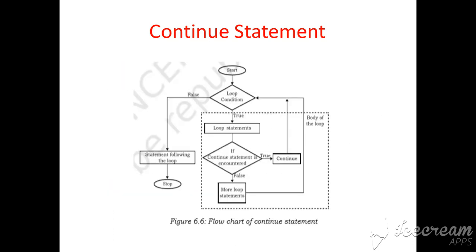Here this is the flow chart of the continue statement. First one condition is there. If the condition is true, we enter into the loop. Here the dashed rectangle specifies the looping statements. Inside that loop, if any continue statement is found, then it goes back to the looping condition. Otherwise, if there is no continue statement, then the looping statement is executed, and then it also goes back to the looping condition. So if any continue is found, it just skips that looping iteration. This is the flowchart of the continue statement.